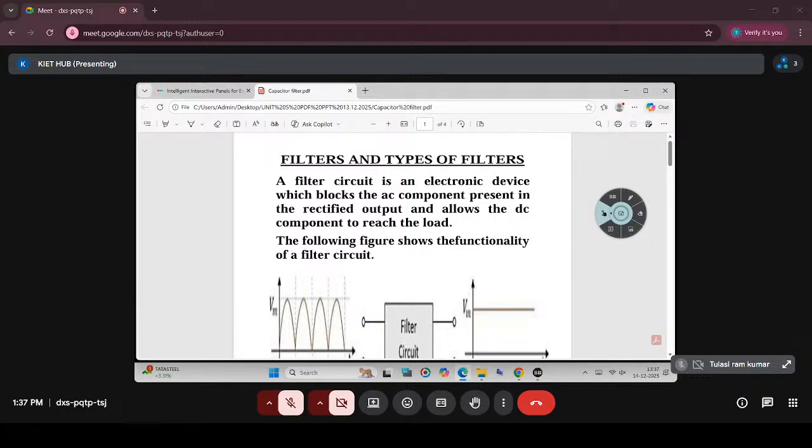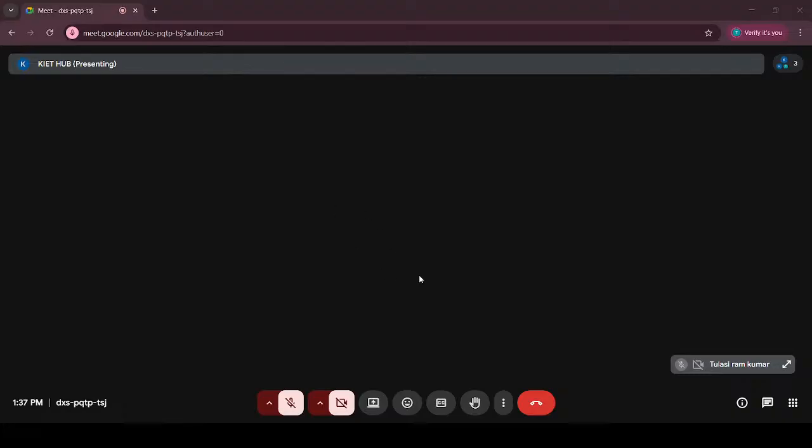The rectified output consists of AC component and DC component. By using a filter, we can remove the AC component, which means blocking the AC component. Blocking the AC component allows only DC. That is the definition of filter.